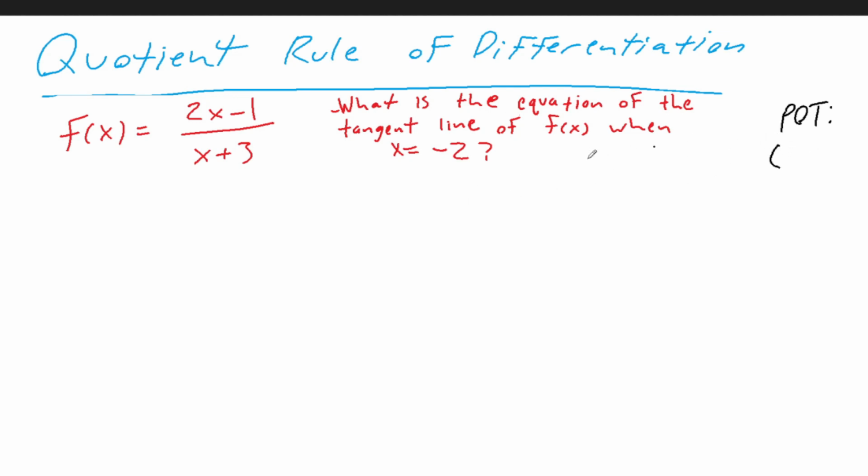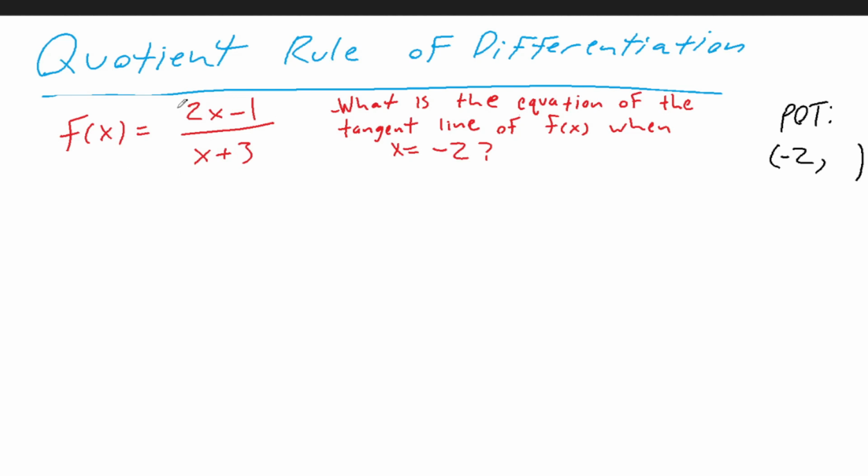So the point of tangency, it tells us that x equals -2, so we already know x equals -2. And if we want to find the y value when x equals -2, we're going to have to plug -2 into this equation. Make sure you don't differentiate it first. Plug x equals -2 into the original f of x equation.